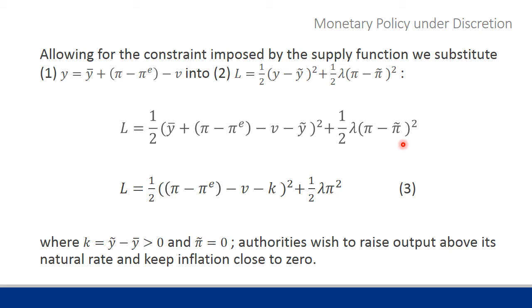Now we can set pi tilde, or the target rate, equal to 0, and we can introduce a new variable, which is k. And k is the amount that the policymaker wants to keep output above its natural rate, and we assume that this is greater than 0. So y bar minus y tilde becomes minus k. Now we can write the loss function L is equal to half times pi minus pi e minus v minus k all squared plus half of lambda pi squared.